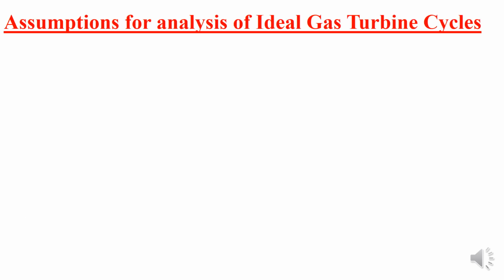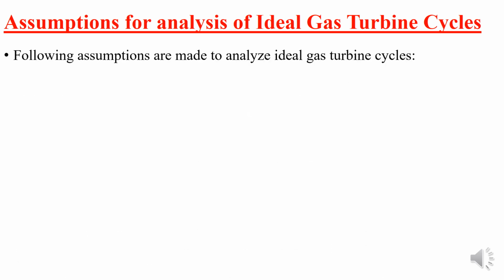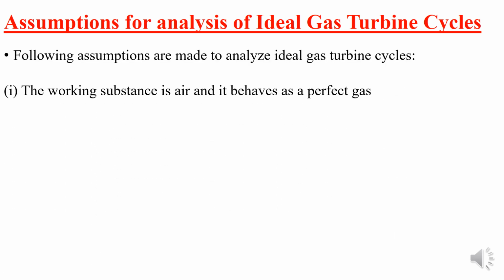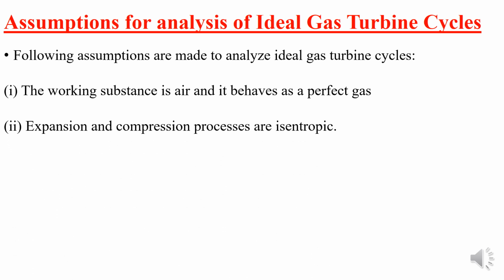Next, while we are analyzing any ideal gas turbine, we have to assume certain things initially. So, what are the assumptions we are going to use? First, the working substance, or working fluid, in the cycle is taken as air, and it will obey the perfect gas equation, that is PV equals mRT. Expansion and compression processes are isentropic, that is nothing but reversible adiabatic processes.